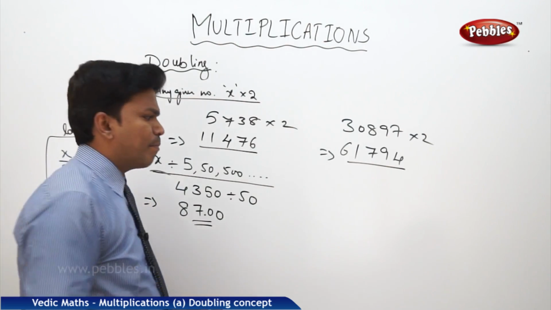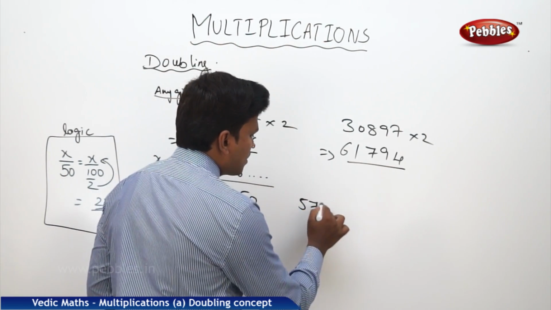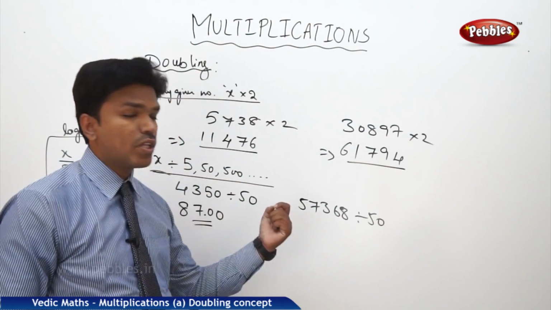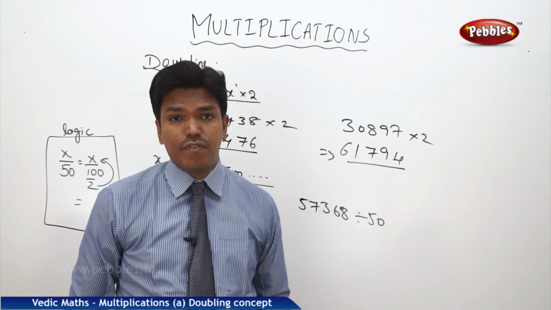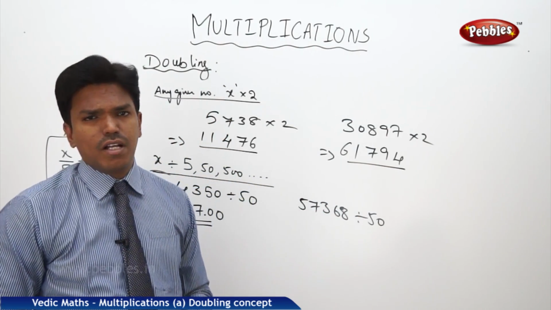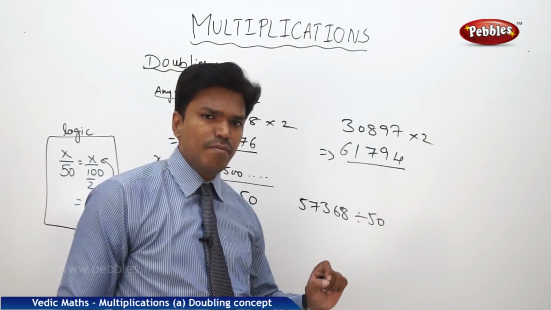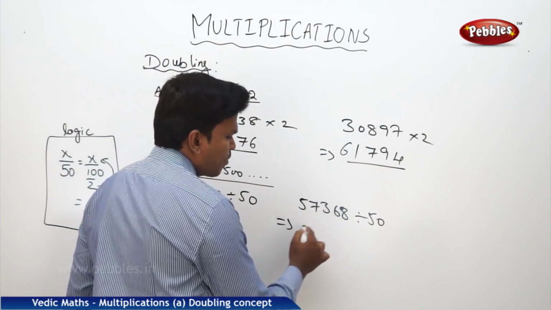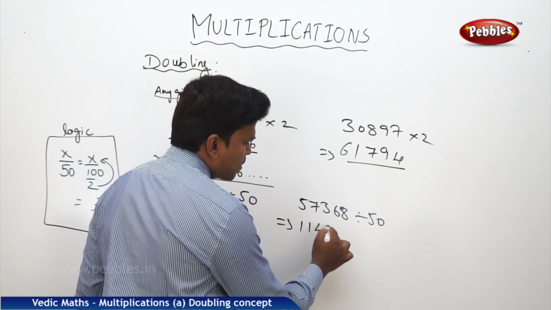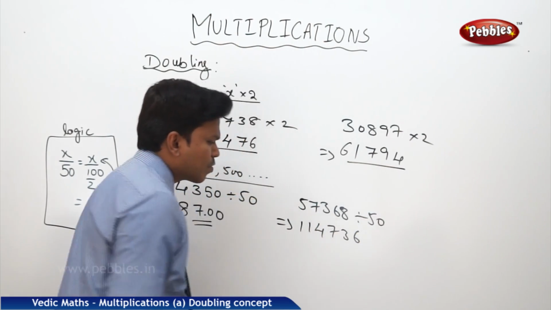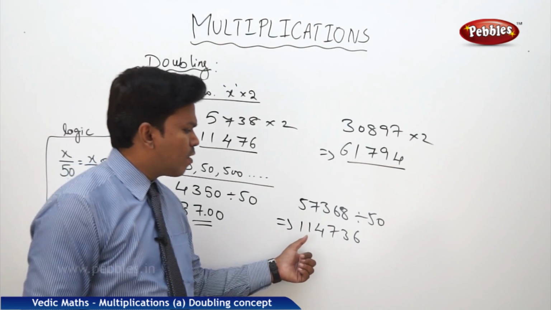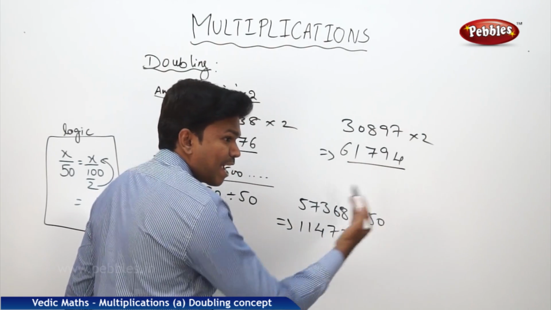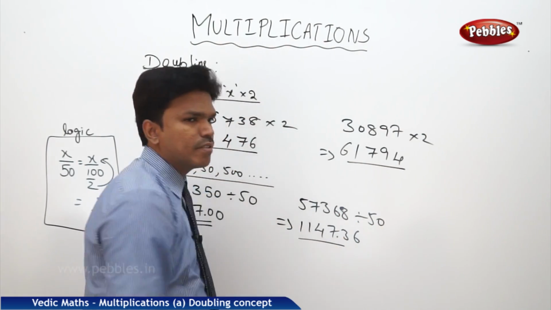Now we will take one more example. 57368 divided by 50. I want to divide this number, 57,368, by 50. No need of knowing a 50 table. Simply double the number and put a decimal point after 2 digits from right. So doubling the number, how much? 10 but 11, 4 but 4 only, 6 but 7, 2 but 3, 6. So what is the double of this number? 114736. Now put a decimal point after 2 digits from right side. So this will be your answer.